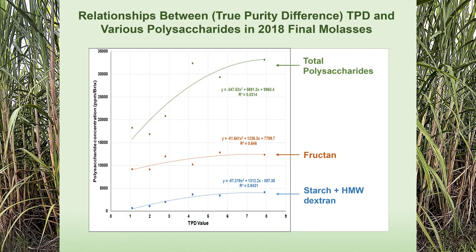And you can see here when we correlated the fructan, that's in the orange, with the TPD values at the bottom. So TPD is the true purity difference. So the lower that is, the better the molasses exhaustion, the lower the purities. And you can see we found a correlation with the fructan, but we also found it with starch and high molecular weight dextran and total polysaccharides. So we'll be talking about this a lot more tomorrow, but we do know that fructan is involved.